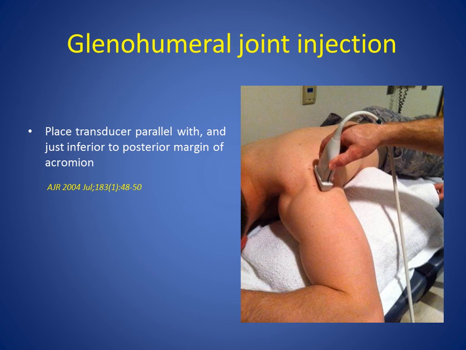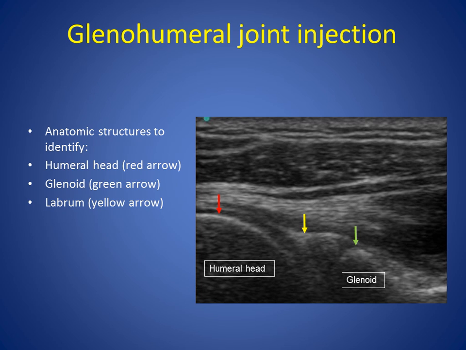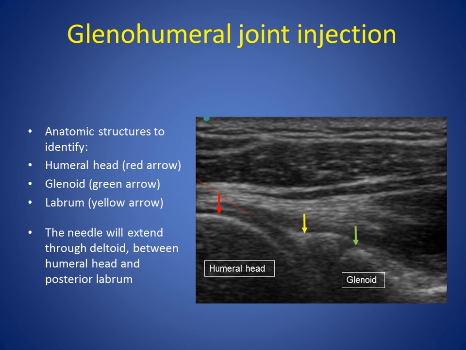The ultrasound will be parallel to the posterior margin of the acromion and just inferior to it, and you look for that same anatomy: the back of the humeral head, the back of the glenoid, and in between them, the posterior labrum. Here's the corresponding ultrasound anatomy. We have the humeral head, the labrum, and the glenoid all in view, and our needle is going to go right in between the humeral head and the labrum.